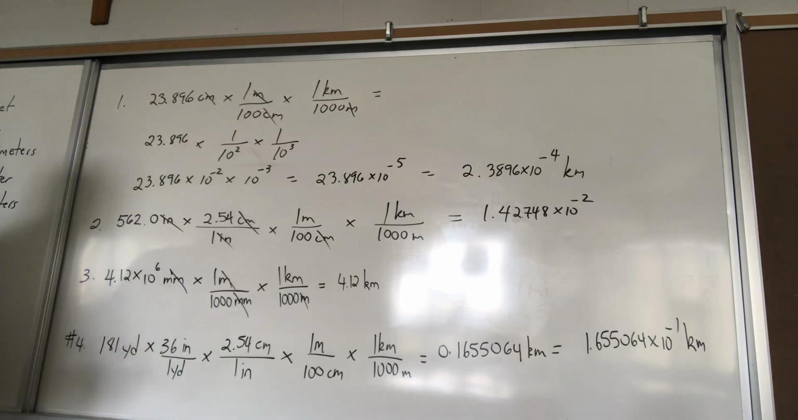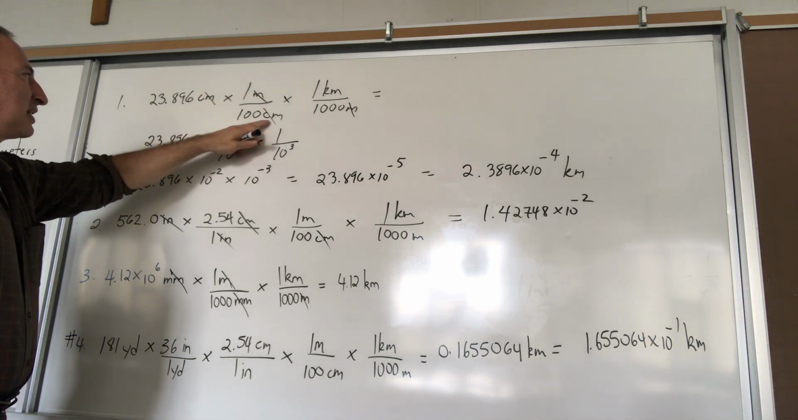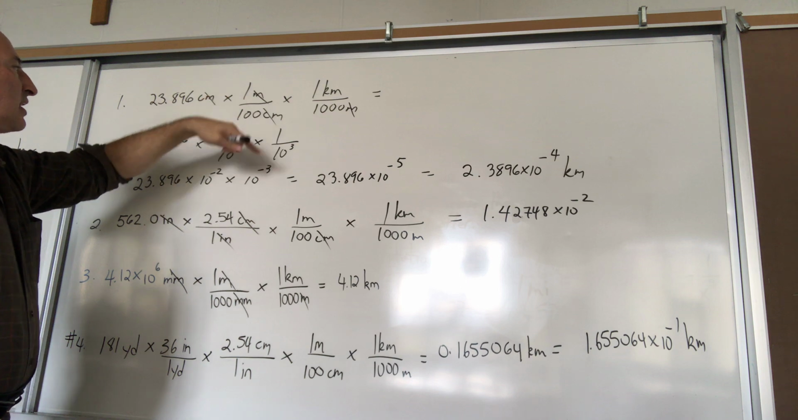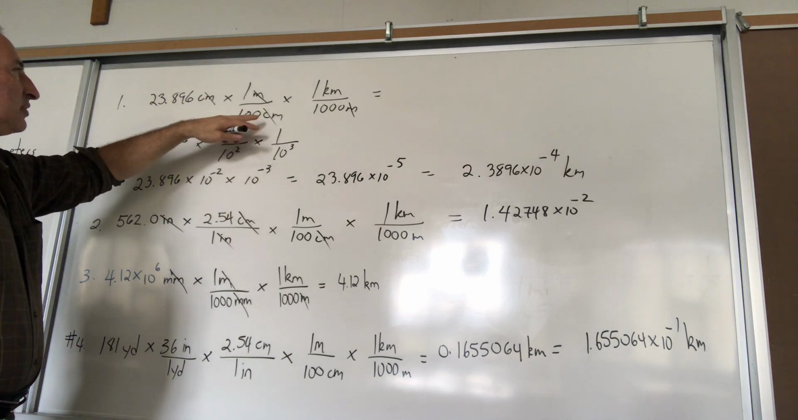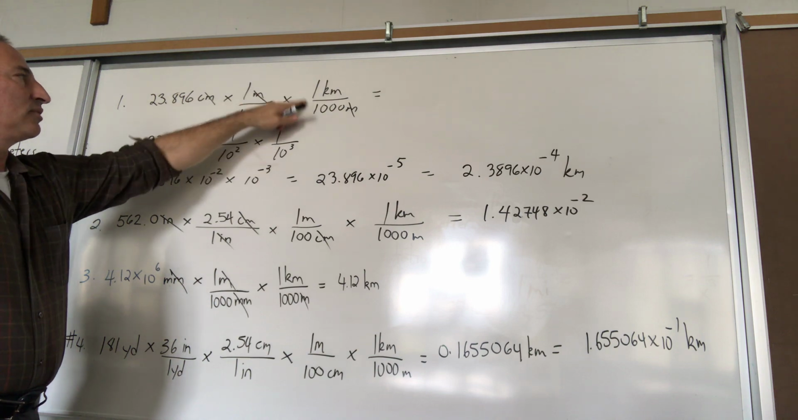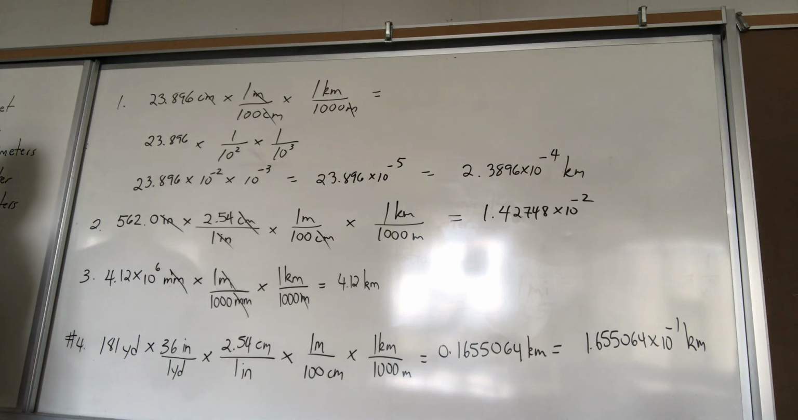So in the first instance, we have 23.896 centimeters. You want to get rid of centimeters, so I use the conversion factor 1 meter per 100 centimeters. That allows me to cancel centimeters. And then in the second step, I'm going to get rid of meters by converting them to kilometers, because the question asks us to convert everything into kilometers measurements.